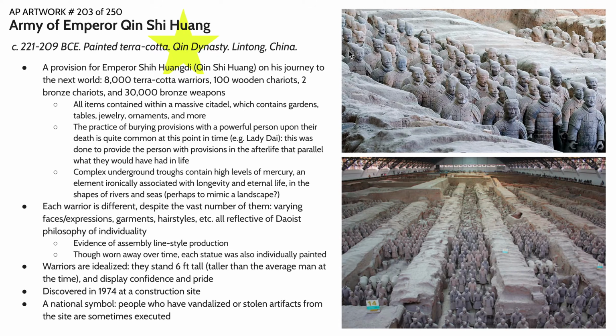These Terracotta Warriors are also regarded as a national symbol of China, not only because they are associated with the first emperor of China, Qin Shi Huang, who is credited with unifying the country and standardizing a lot of things like currency and measurements and so on, but because they have been such a significant discovery in terms of archaeology in the 20th century. And in fact, people who have vandalized or stolen artifacts from the site are sometimes executed or severely punished.